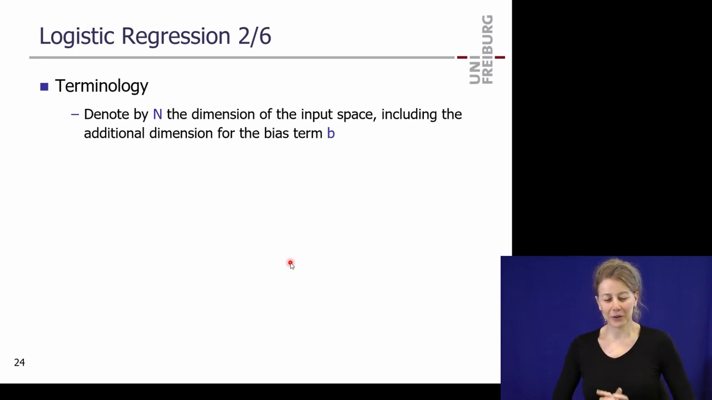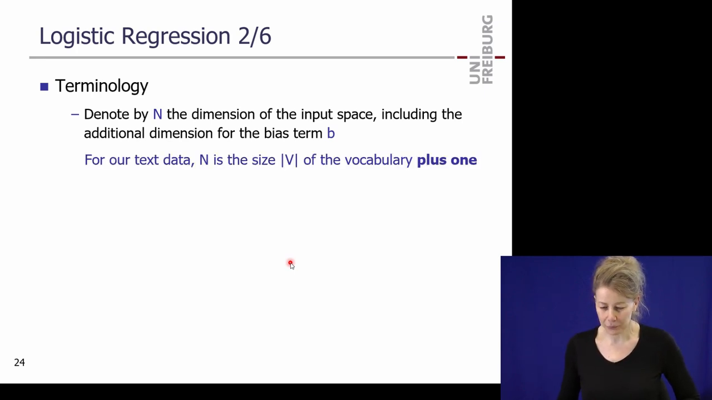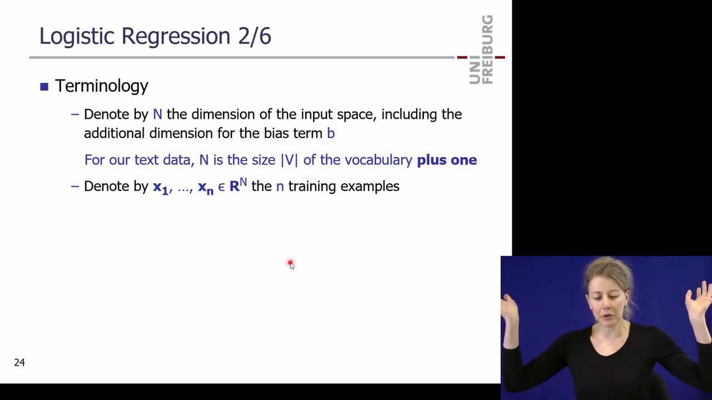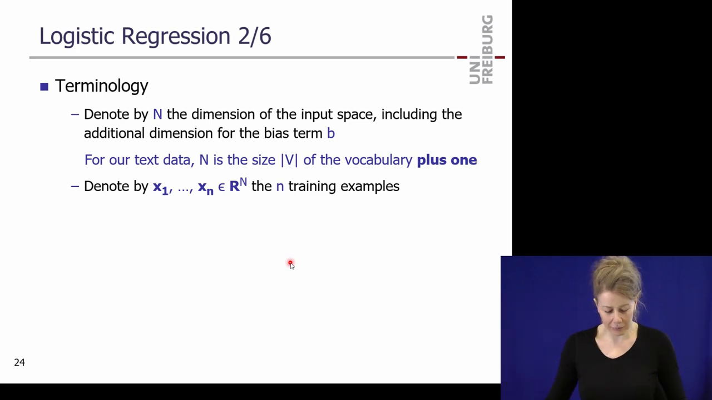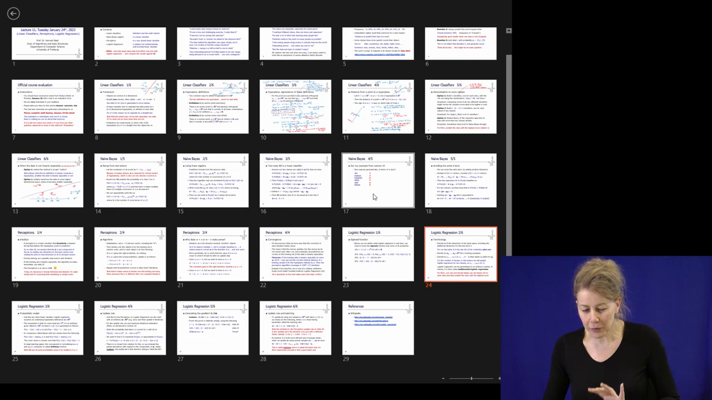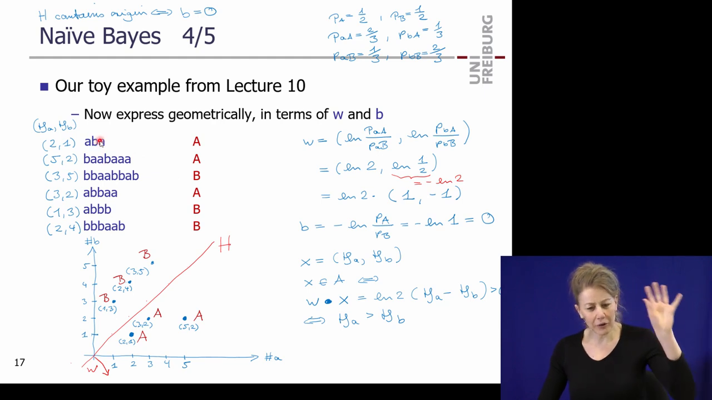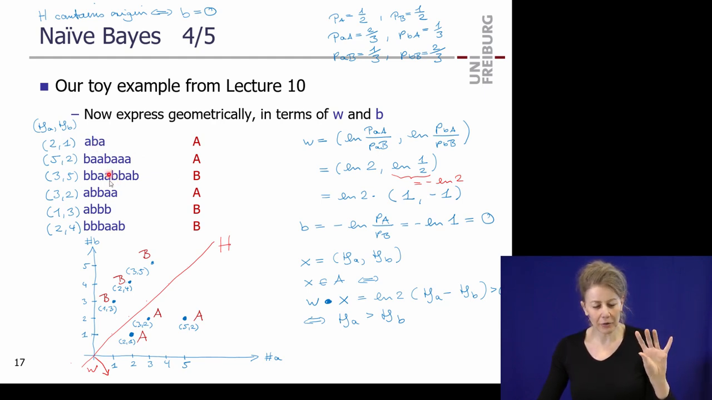Just some simple terminology. n is now our dimension of the input space. It includes the bias term dimension, the one dimension which we added. For our naive Bayes example, we would now be in 3D space, but it's not important. In the text world, it's the size of our vocabulary plus one. Now we totally go away from, that's just the deep learning view, we don't care where our points come from. That's really important. That's the transition we made over this whole lecture. We started with text documents, there was always this intuition of documents, here these were already abstract documents. Now it's just points, points in d-dimensional space.